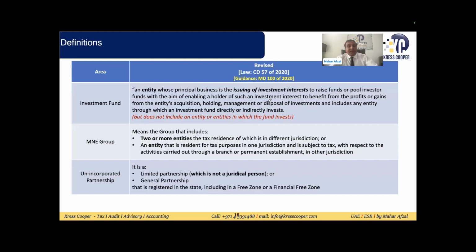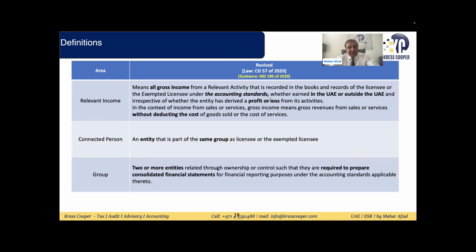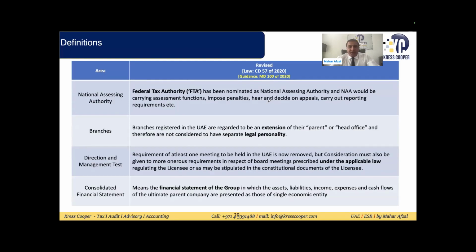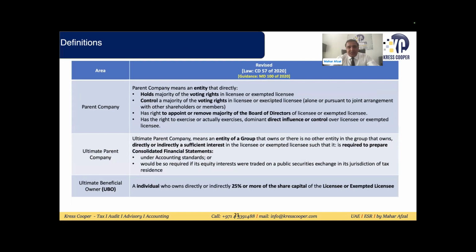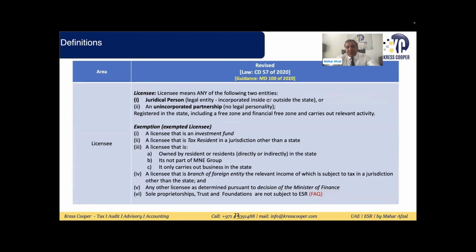So licensee, a lot of other definitions have been given. You can go through these definitions in the respective cabinet decision: investment fund, M&A group, unincorporated partnership, relevant income, connected person, group, national assessing authority, branches, direction and management test, consolidated financial statement, parent company, ultimate beneficial owner. But I'm jumping directly to the licensee. Who is a licensee? Because the definition of the law says if the licensee is earning relevant income from the relevant activity, then licensee is liable to comply with the ESR.